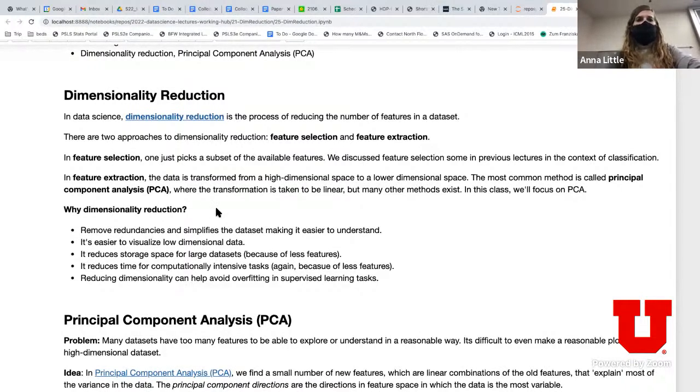Unsupervised learning. And in dimension reduction, what we are doing is essentially reducing the number of features in our data set, because we may have thousands and thousands or even millions of features, and it may just be too many to work with. So we want to reduce the number of features. And there's two main approaches that you can use to reduce the number of features: feature selection and feature extraction.